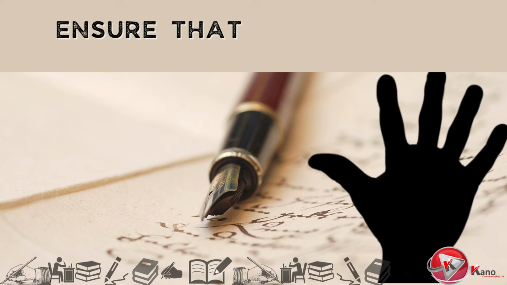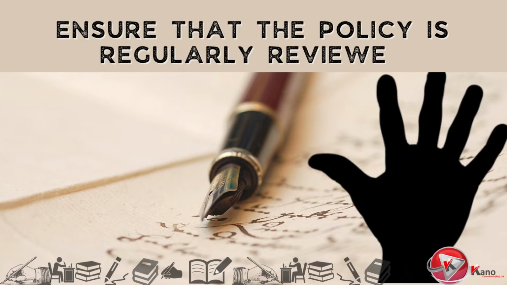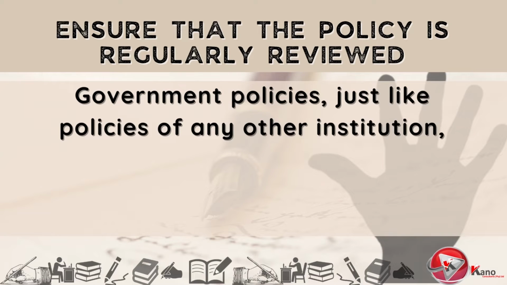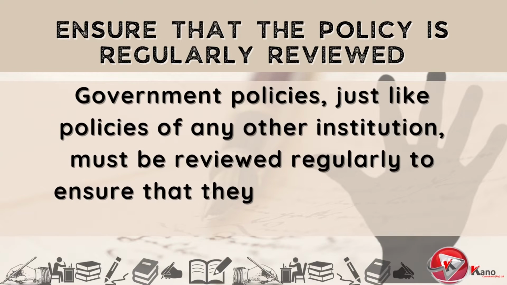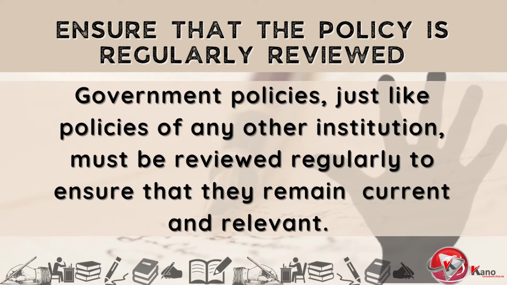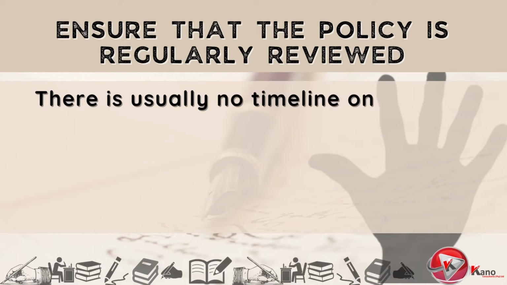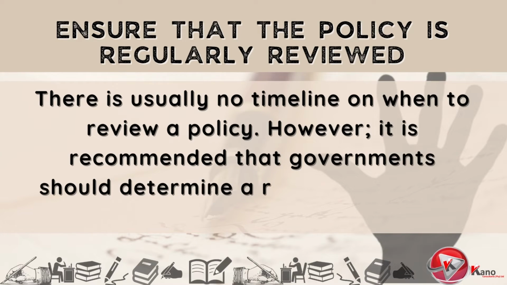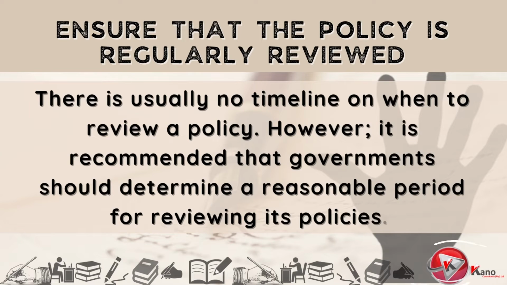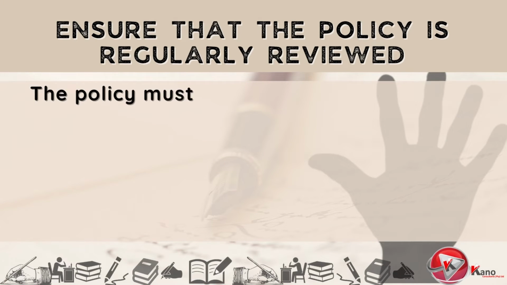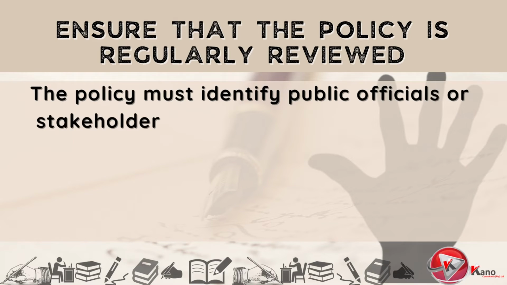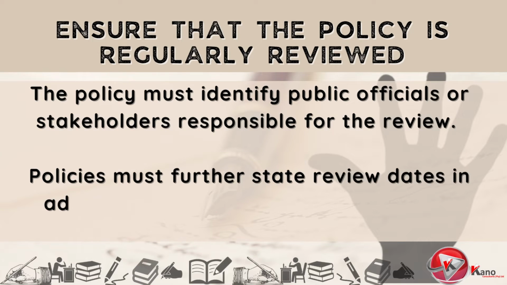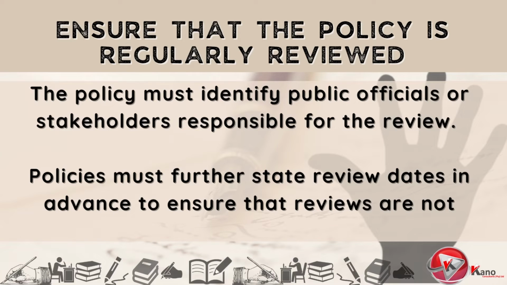Our fifth and last suggestion for drafting an effective public policy is that government policies, just like policies of any other institution, must be reviewed regularly to ensure that they remain current and relevant. There is usually no timeline on when to review a policy. However, it is recommended that governments should determine a reasonable period for reviewing its policies. The policy must also identify public officials or stakeholders responsible for such review. Policies must further state review dates in advance to ensure that reviews are not forgotten.